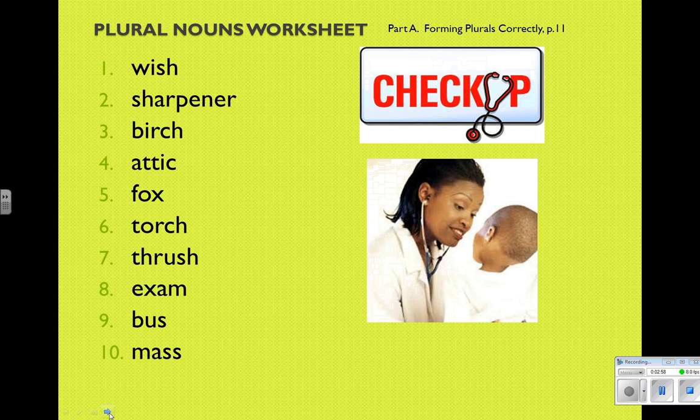Let's check and see how good you are. So on your worksheet, and we're on plural nouns, Form A. If you look at the bottom of the page, it'll say page 11 in the lower right-hand corner. For part A, what you want to do is write the plural forms for the following 10 words. So take about 10 seconds and show me how awesome you are. Then, when you're ready to resume, hit play and check your answers.